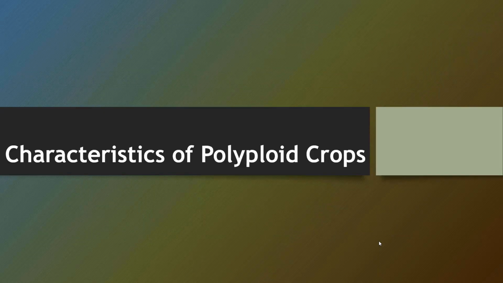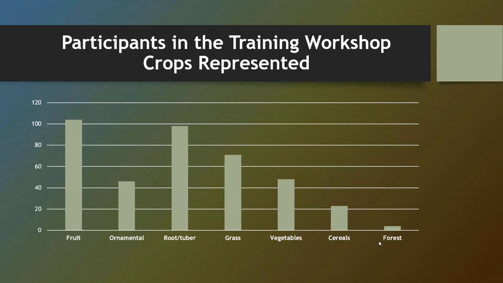But what about these polyploid crops? What kind of crops do we have represented? Now, this project is to benefit all crops, not just one or two. And a lot of the previous work has been done on one crop or two crops. This is trying to extend it to as many crops as possible that are polyploid. And so if you look at this, again, fruit, root and tuber crops are highly represented.